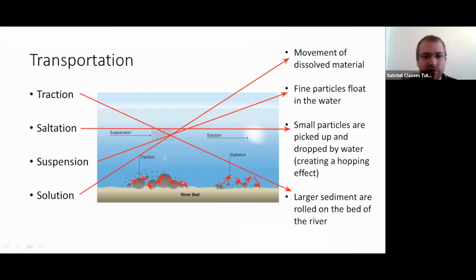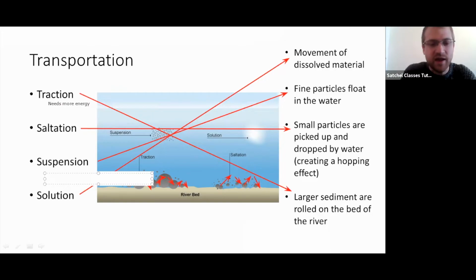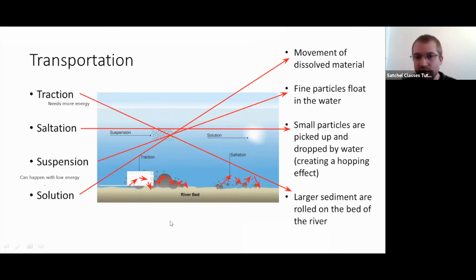So for the larger sediment, it needs more energy. Okay, so traction needs more energy. With ones like suspension and solution, they can happen with low energy, especially solution. Okay, so these things can vary from place to place.